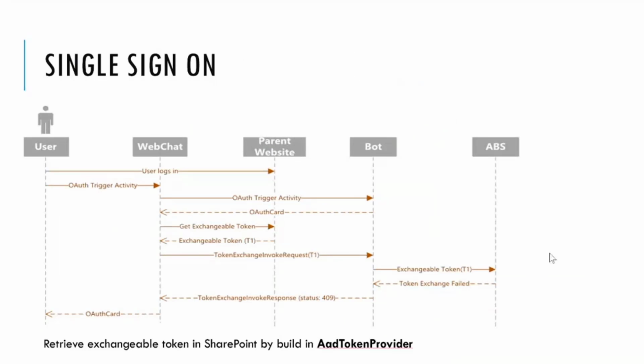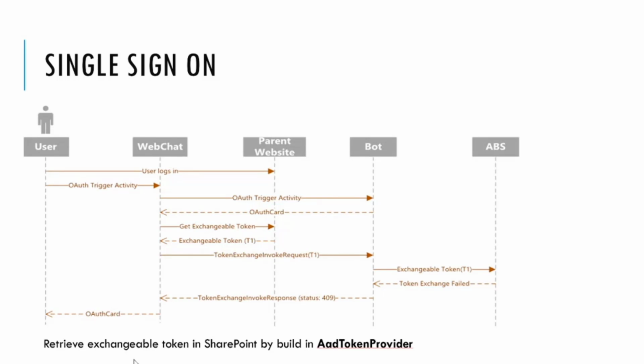The main concept of single sign-on is shown below. When the user logs into the parent website and it gets an auth trigger activity, it will send it to the bot and the bot will return an auth card. But instead of showing the auth card, the web chat will get this message and ask the parent website for an exchangeable token. When it gets the token, it will send the token to the bot, and the bot will exchange the token with the Azure service. If it is successful, the bot will be authenticated and no card will be shown anymore. If it fails, the card will be prompted again.